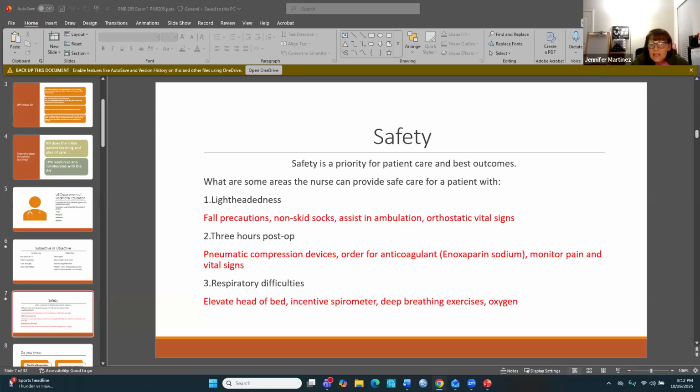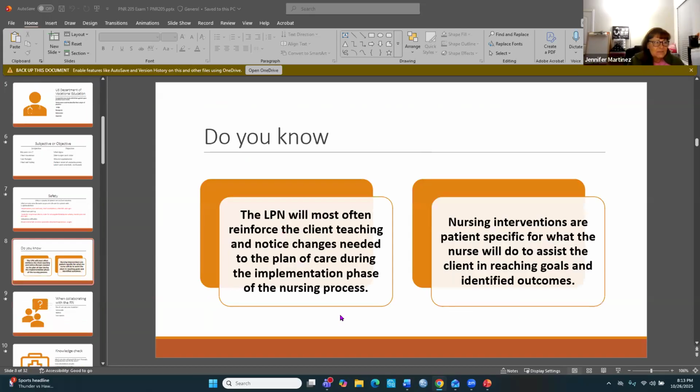Deep breathing exercises, turn, cough, and deep breathe. That's another important thing. Make sure that we are adequately ventilating, especially after they've had surgery and general anesthesia, right? It helps to get that anesthesia out of their lungs and prevents atelectasis from occurring. And then oxygen is always an option too. We can do oxygen to help with any respiratory difficulties.